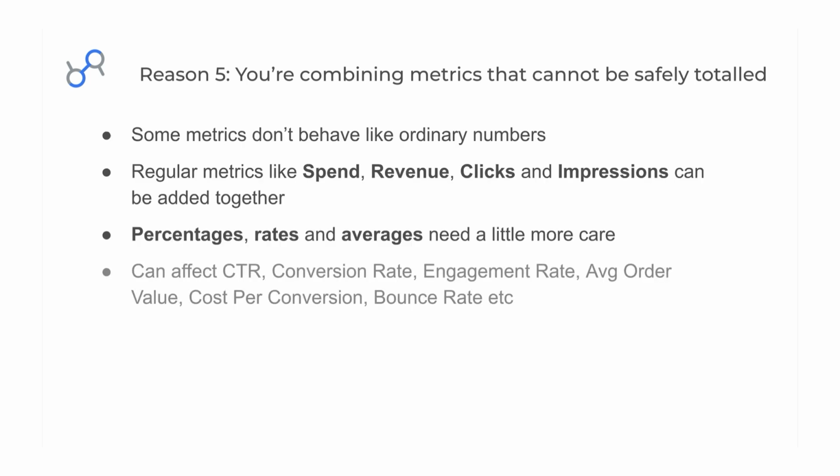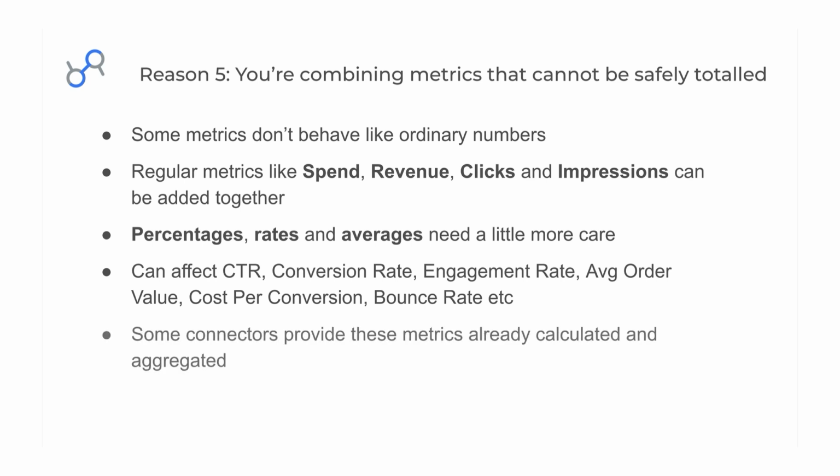This problem can affect click-through rate, conversion rate, engagement rate, average order value, cost per conversion, bounce rate, and many other calculated metrics. Some connectors provide these metrics already calculated and aggregated. When you place them inside a blend and then try to calculate or filter them again, Data Studio may either return the wrong total or display an error saying that it's unable to aggregate ratio metrics.